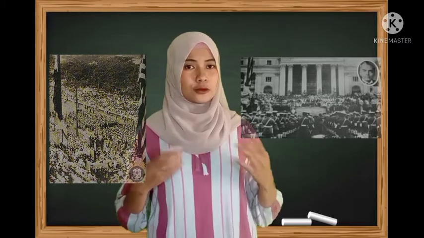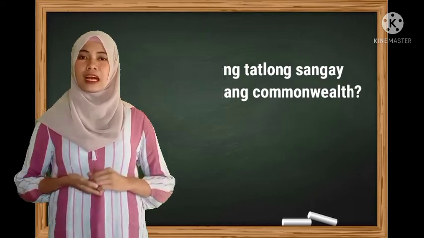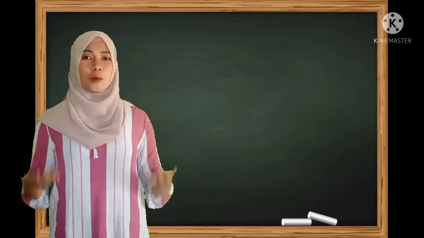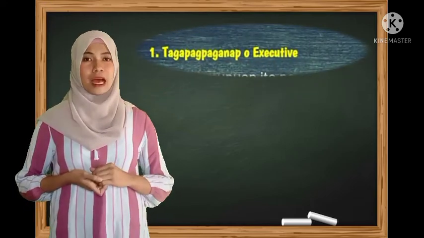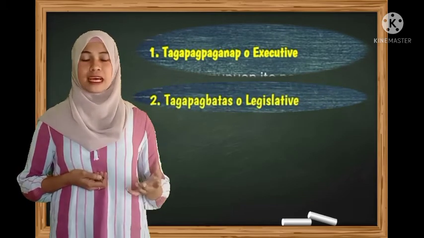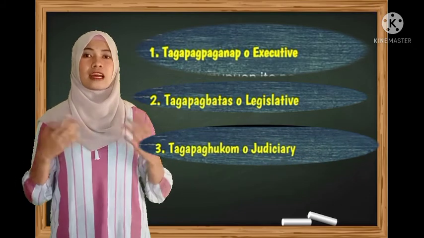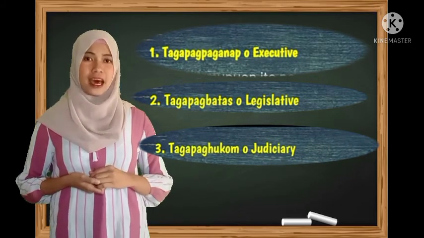Binubuo ito ng 3 sangay ng pamahalaan. Ano-ano nga ba ang 3 sangay ng pamahalaang Commonwealth? Number 1 is tagapagpaganap o executive. Number 2 is tagapagbatas o legislative. At ang pangatlo naman is tagapaghukom o judiciary.